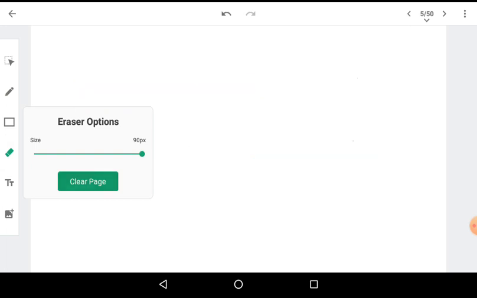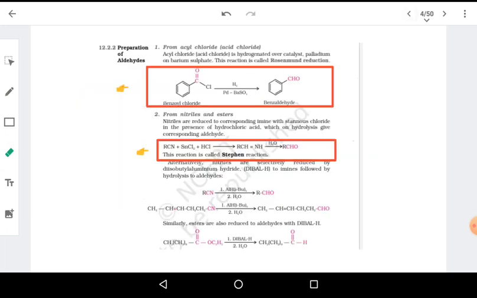Let us now talk about preparation of aldehydes. So when we talk about the preparation of aldehydes, the first one is from acyl chloride. Now what is acyl chloride? General formula is RCOCl, that is acyl chloride, or we can have benzene with a COCl, that is known as acyl chloride. So that is now treated with hydrogen in the presence of palladium and barium sulfate or quinoline. This is known as Rosenmund reaction.